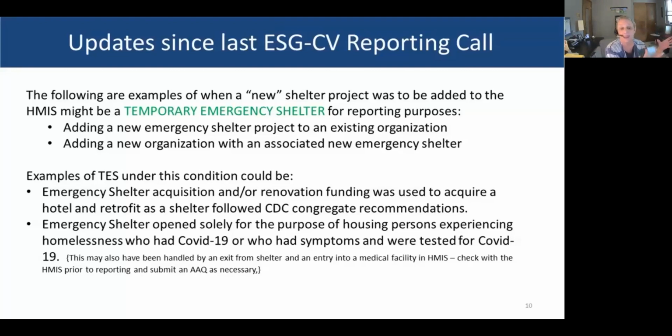You may not have counted it as a shelter if you didn't want to fund it under ESG, and that can be handled then as a medical facility, and we gave you instructions on how to do entry and exit in your projects to account for that medical facility and not let anybody lose their homeless status while that all happened. So those are some examples of where temporary emergency shelter would definitely count. And I'm sure we need to stop here and take some questions.